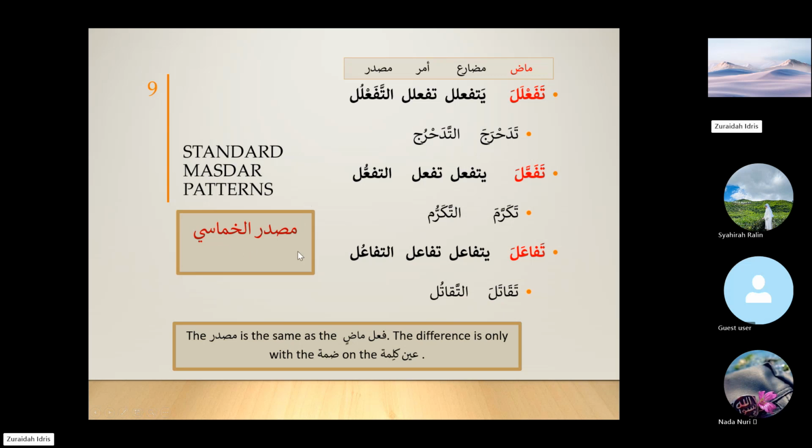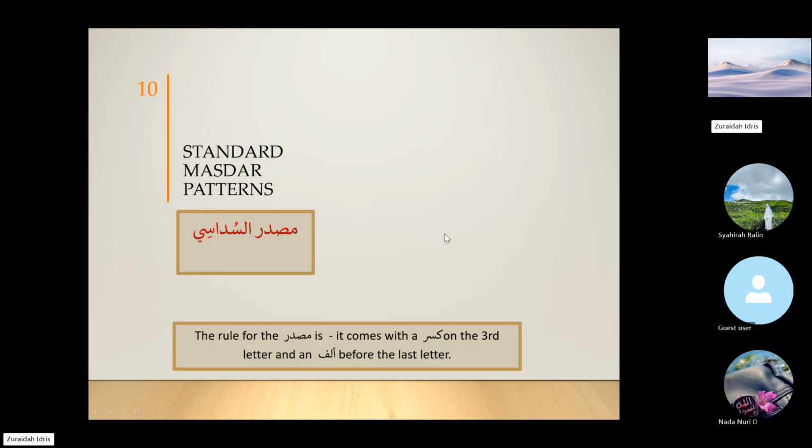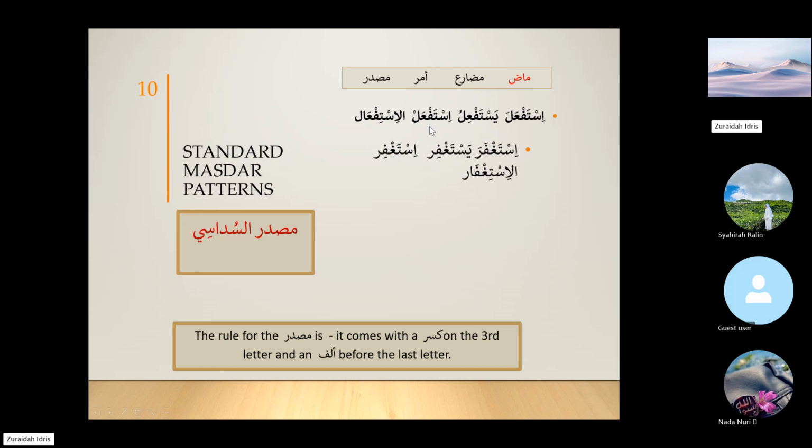For Humasi, there is no mujarrad. And then for Sudasi also there is no mujarrad. So here our popular example is istaf'ala. The family is family 10. We have other Sudasi patterns, which I do not think we see in the Quran. I don't know of any, but if I do come across, I will share.